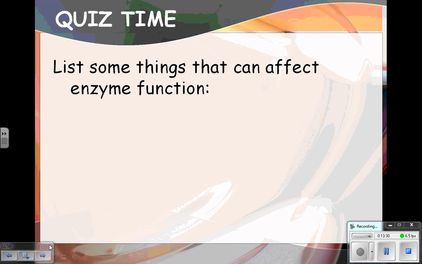List some things that can affect enzyme function. So hopefully you can remember pH and temperature. Those are the important ones for you to know. Those are the environmental conditions. If you also remember having coenzymes or cofactors around, that's great. And if you remember the lack of inhibitors, then that's another one that would be good.